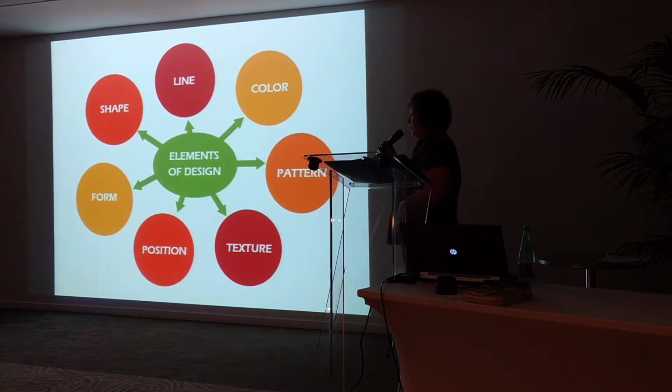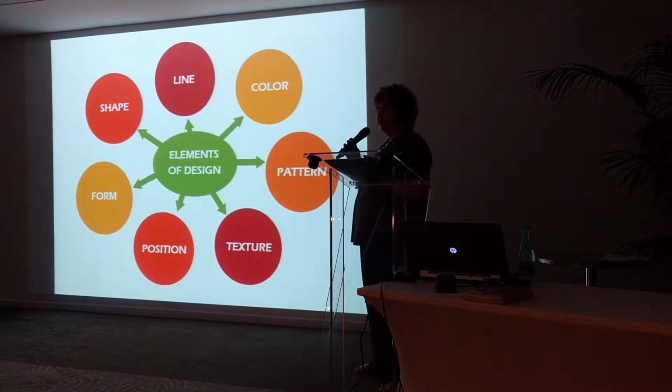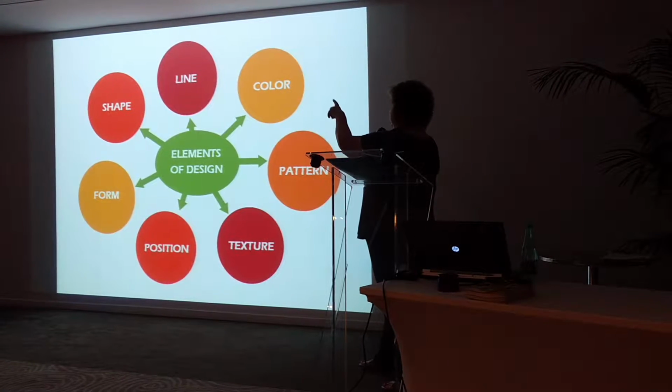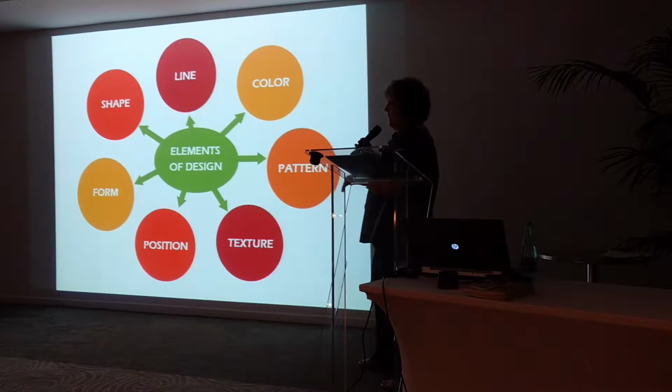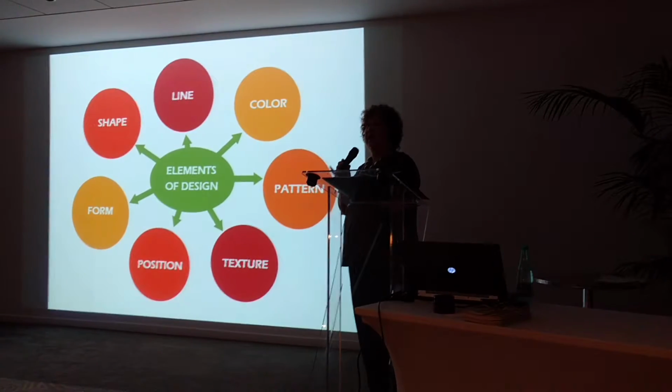These are the elements of design. I think of them as falling into two basic categories. What I call the object group, which is line, shape, form, and position, and the surface group, color, pattern, and texture. We're going to look at each one of these to see what it can do.